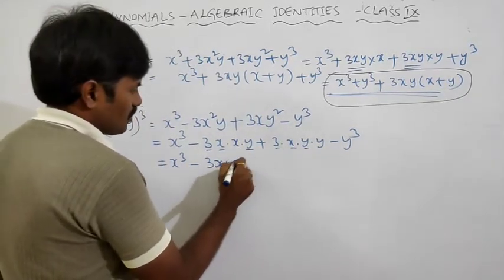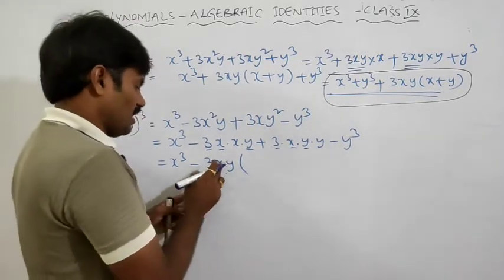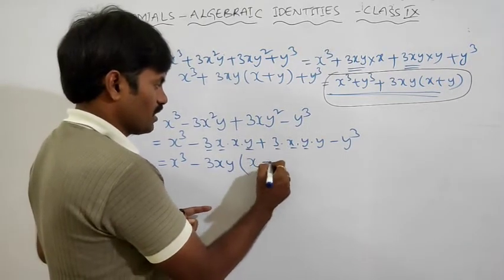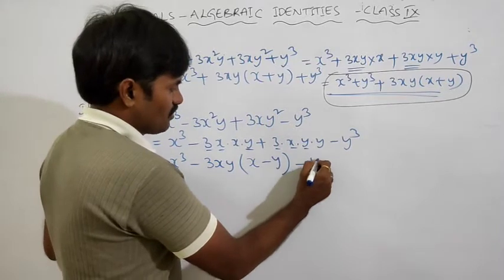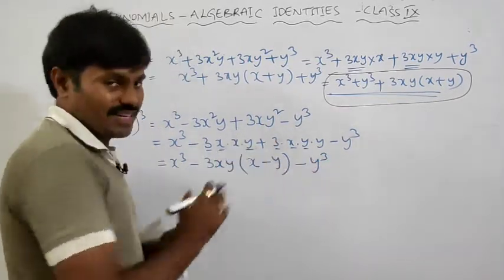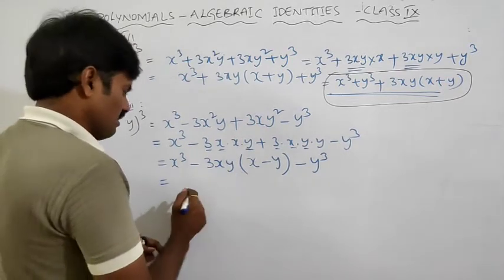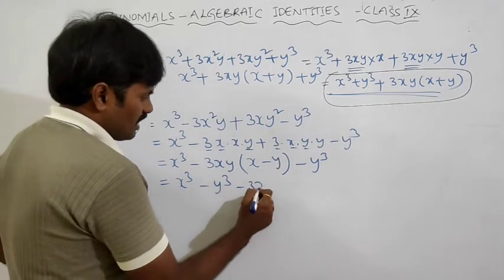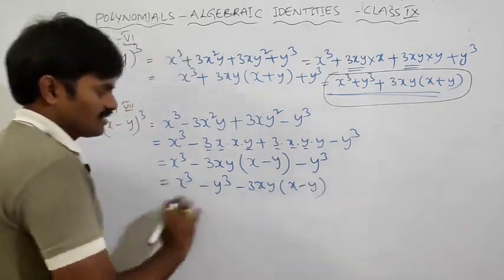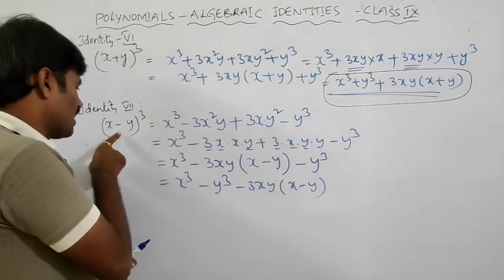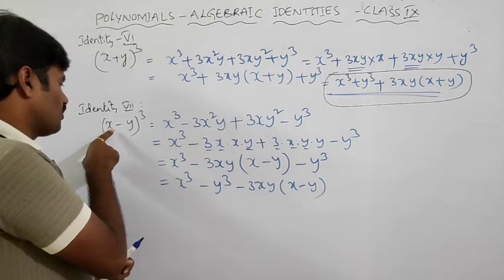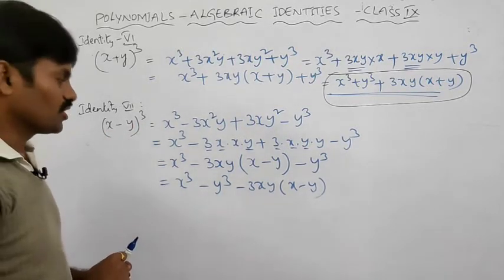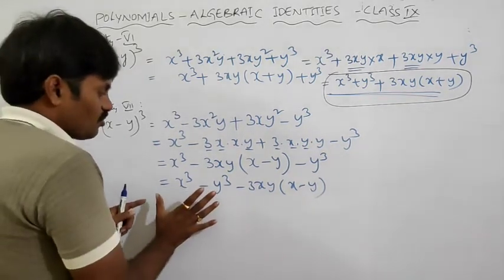3xy, and the remaining terms. Remember that I am taking the minus also as common, so that the minus x becomes plus x, and here minus, and y alone, minus y cube. I am not touching the first term and the last term, including the sign. Now I can arrange it in an easy pattern like this: x cube minus y cube minus 3xy into (x minus y). It is another form of the expansion of (x minus y) whole cube. Is it clear?